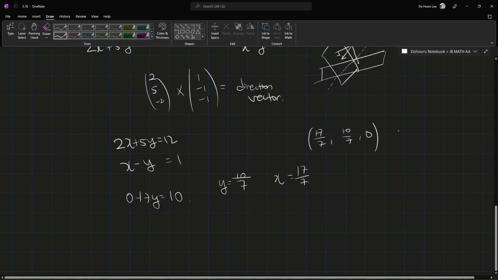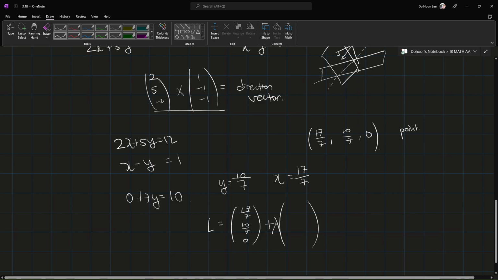Now I have a point, or the position vector, and the direction vector, which means I can find the equation of the line. So the line becomes L equals (17/7, 10/7, 0) plus lambda times the direction vector, whatever that is. Okay.